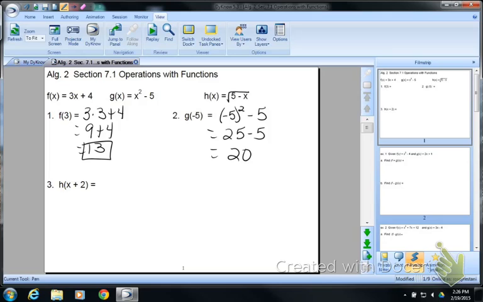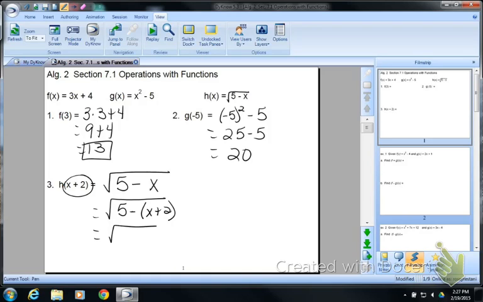And number 3, h of x plus 2. So anywhere we see x, we are going to plug in x plus 2 into the h function. So the h function is f minus square root of 5 minus x. So I am going to plug in 5 minus, and what am I going to plug in for x? X plus 2. And I have to enclose that in parentheses. Then I would distribute the negative and get negative x minus 2. Combine like terms, 5 minus 2 is 3. So that's 3 minus square root of 3 minus x.